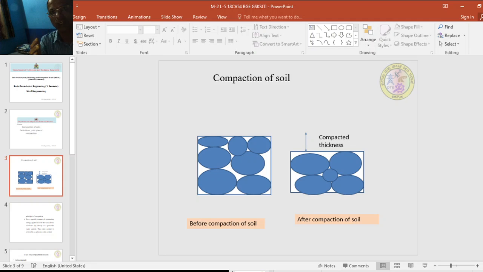So I can define compaction. Compaction is a process of densification of the soil by the expulsion of the air which is present in the void space of the soil sample. You can see this sketch here. Before compaction the volume is high, after compaction the volume is less, but the same quantity of soil is taken here. So this is about compaction.